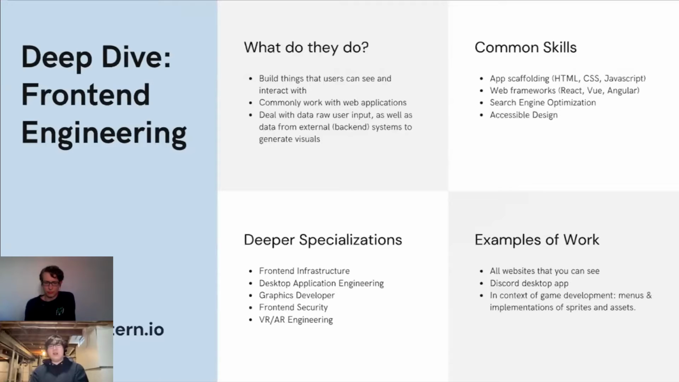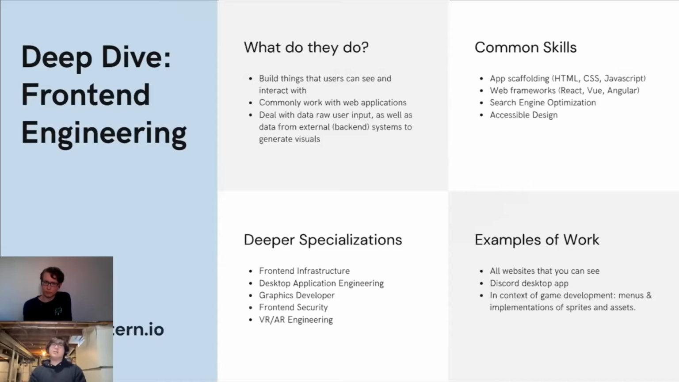As I mentioned, with front-end engineering, they're building things that users can see and interact with. They work with web applications most commonly, and in detail, they deal with data from raw user input, as well as more structured data from external systems, to generate visuals, as well as make changes to behavior based on user input. So if you've ever been to a website with a login system, where things have to be different depending on whether you're logged in or not, that's state management based on the information the user is giving, as well as what the backend and the servers are returning, to make sure that the user is seeing things that only they can see. Permission systems as well are very much both a front end and back end thing, with permissions on what the user can do and see and click on. That's a lot of front-end engineering.